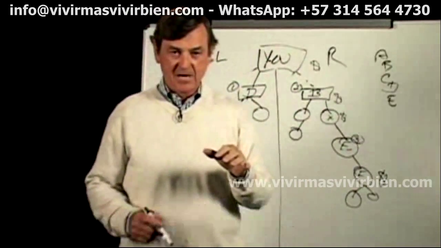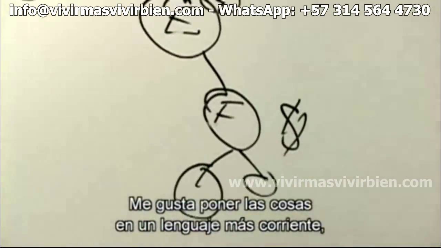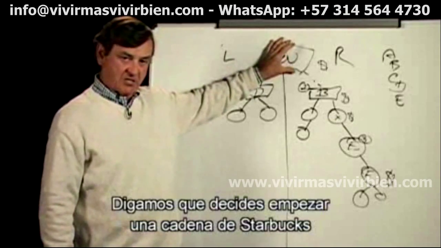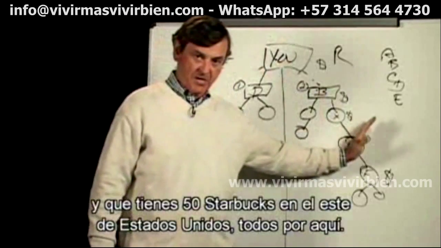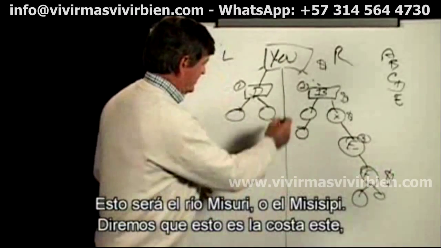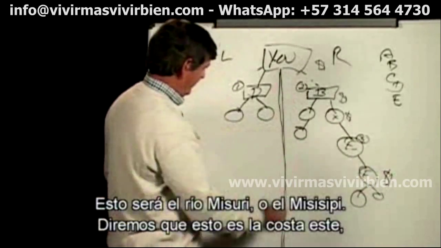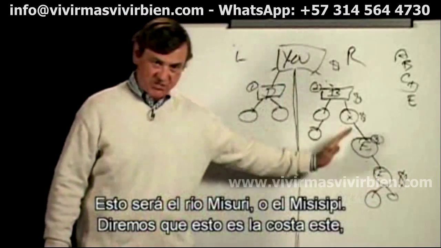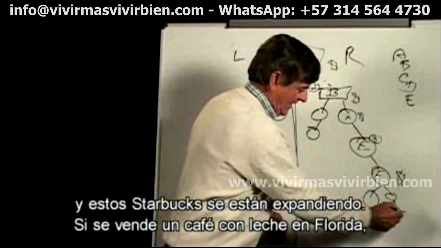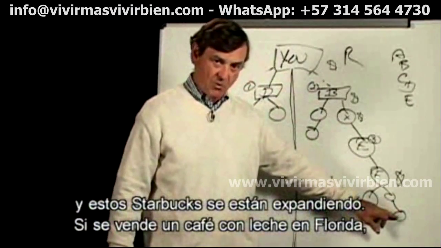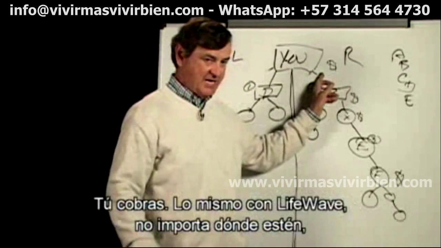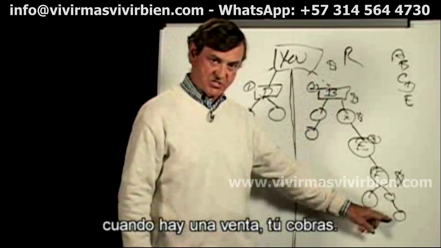And I like to put things in more everyday business terms. I think sometimes it's easier to follow. Let's say that you decided to start a chain of Starbucks, and you've got 50 Starbucks on the eastern United States. They're all scattered over here. We'll call this the Mississippi River. We're going to say this is the East Coast, and these Starbucks are expanding. And if there's a sale of a latte at one of your Starbucks in Florida, you get paid. It doesn't matter that it's way down here in Florida, you get paid. Same thing with Lifewave. It doesn't matter where they are. When there's a sale, you get paid.